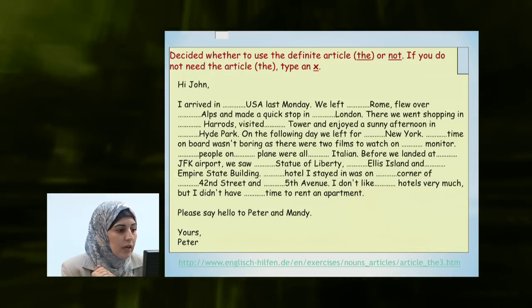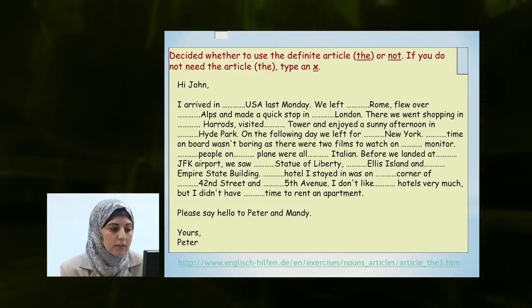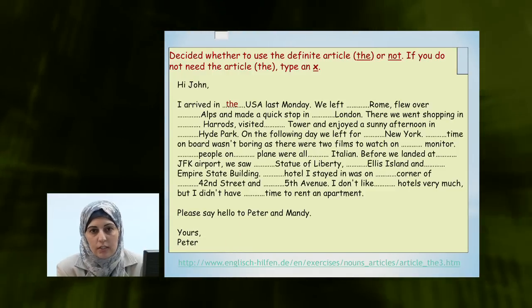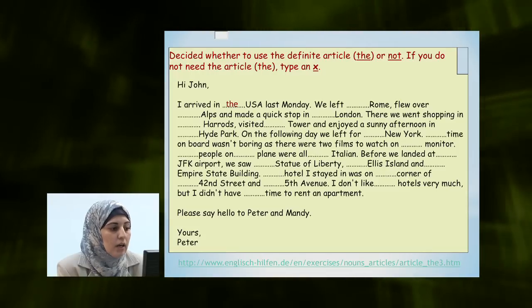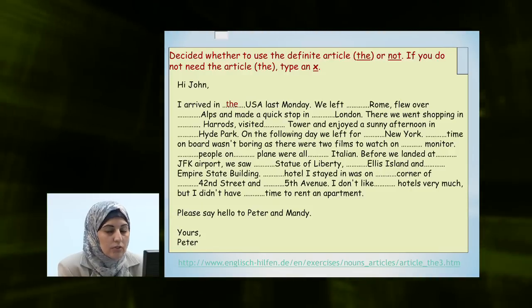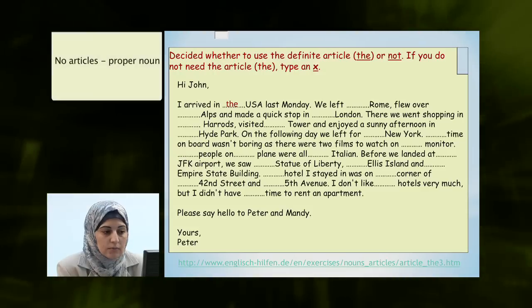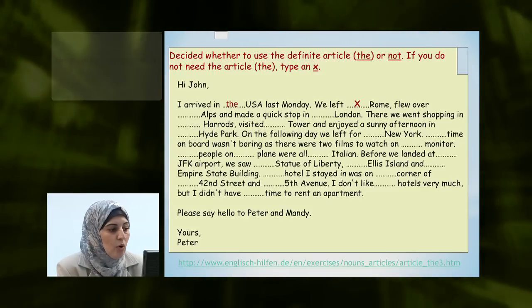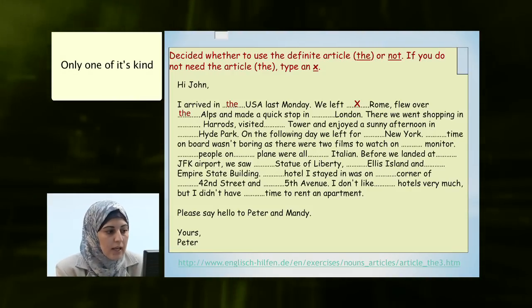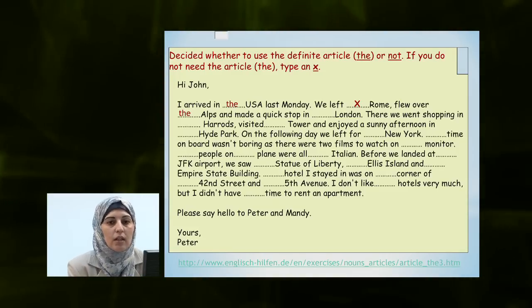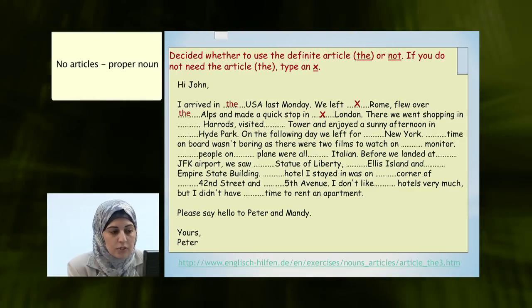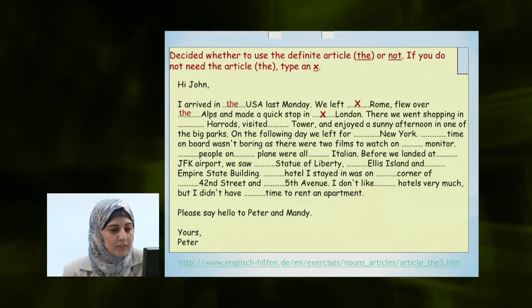So, hi John, I arrived in USA. So, do you need an article or don't you? USA, of course, I need an article. I arrived in the USA last Monday. We left Rome. Rome. Do you need an article? Of course not. Flew over Alps. Alps. Do you need an article here? The Alps. And made a quick stop in London. London. Do you say the London or just London? Of course, just London.